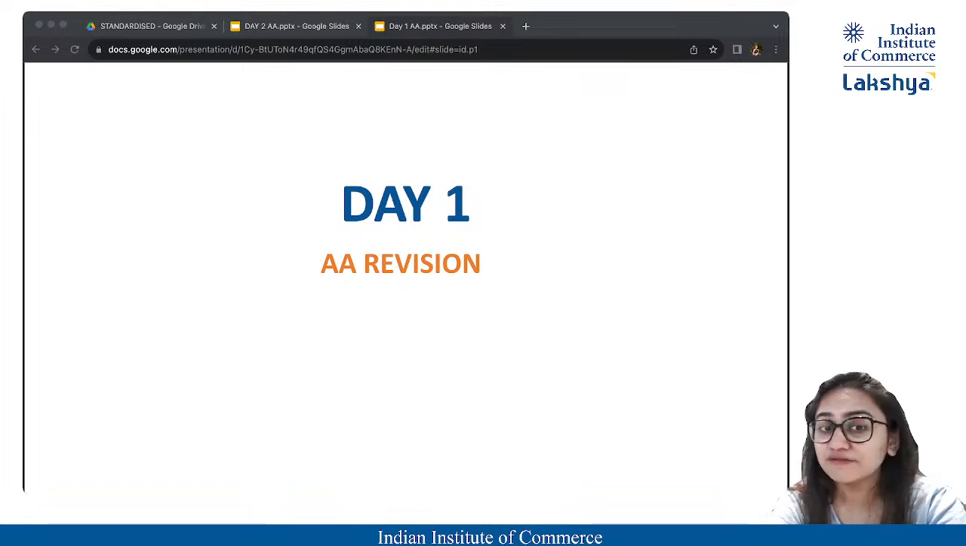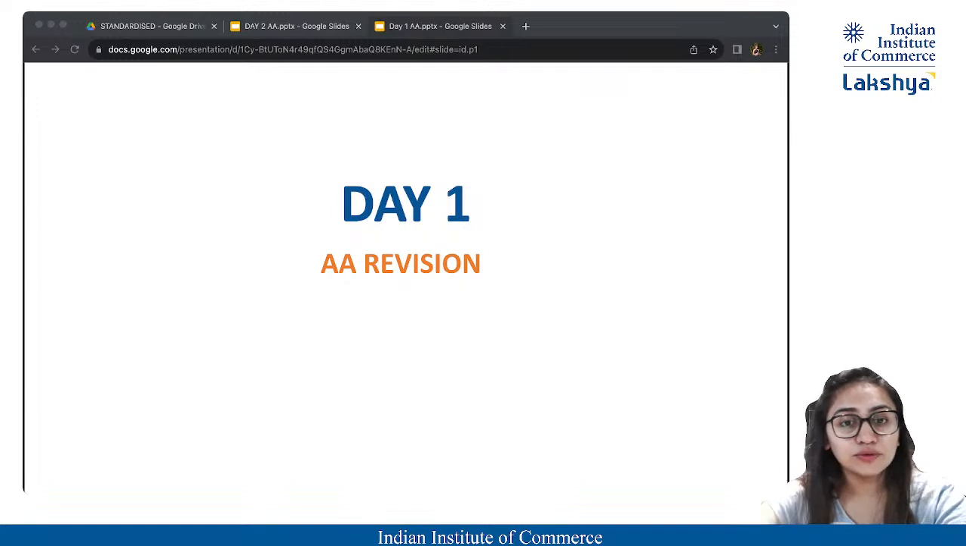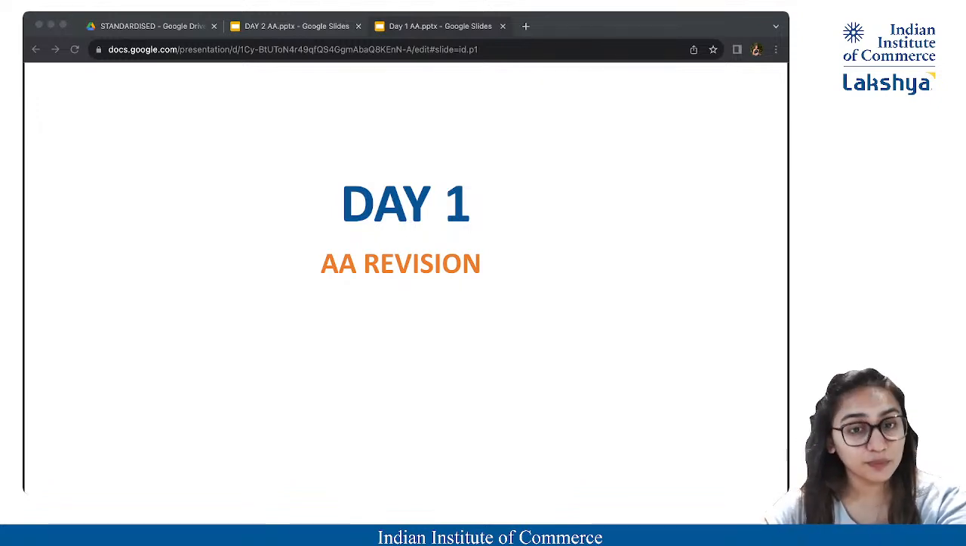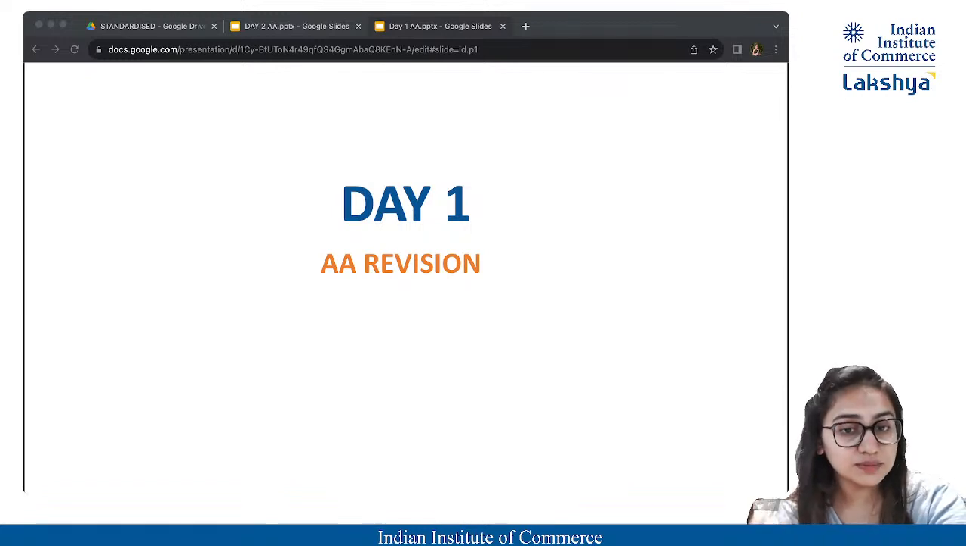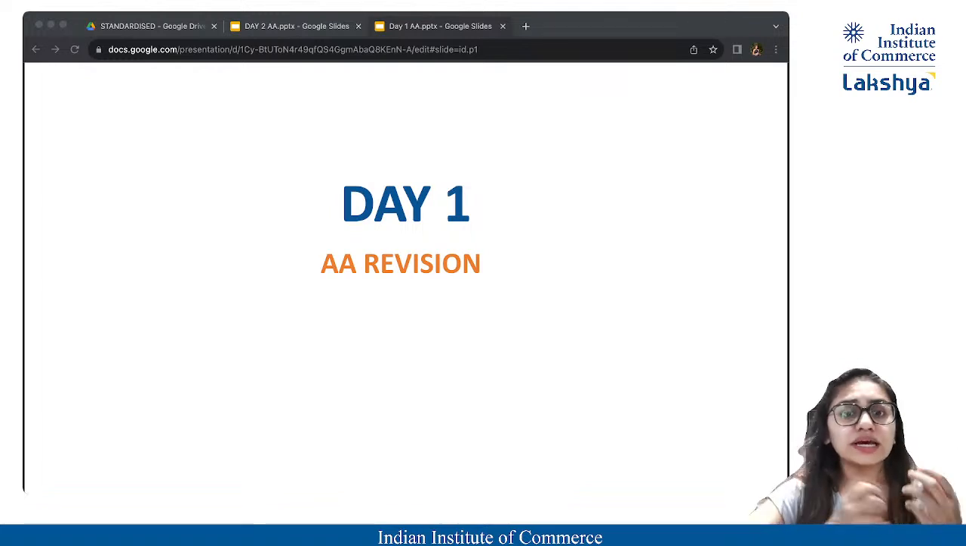We are going to have 5 days of AA revision. In that we are going to do various mock papers. We're going to study the syllabus and the common and frequently asked questions. I'm going to tell you how to study, how to go about it, and also what the paper consists of and what the important topics are that everybody should know.